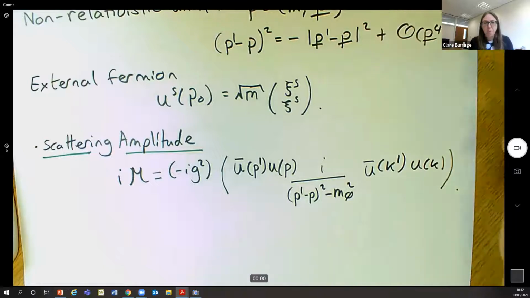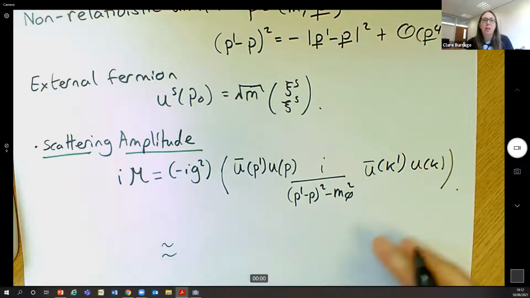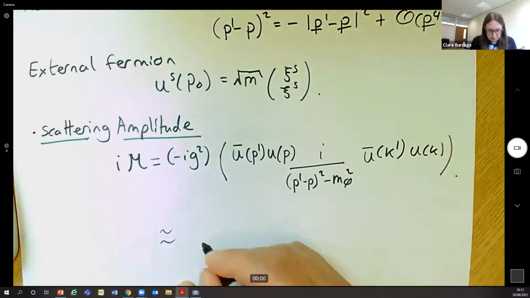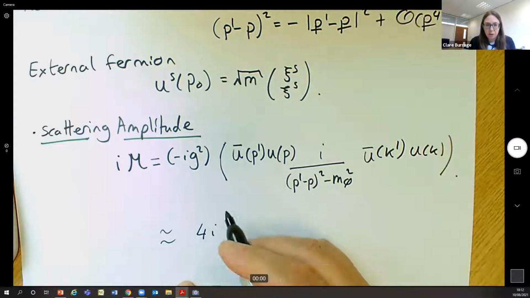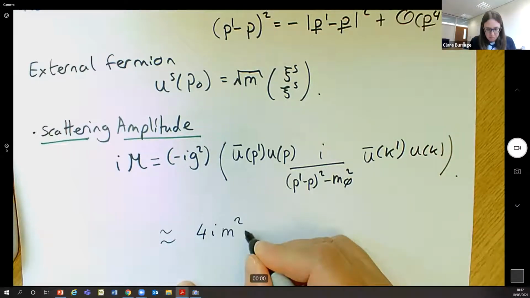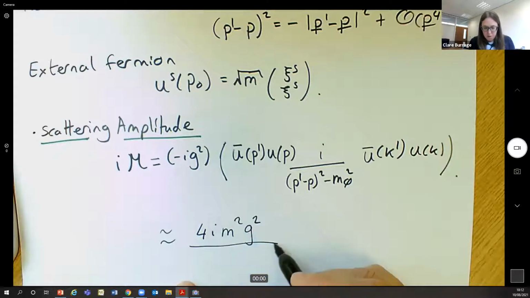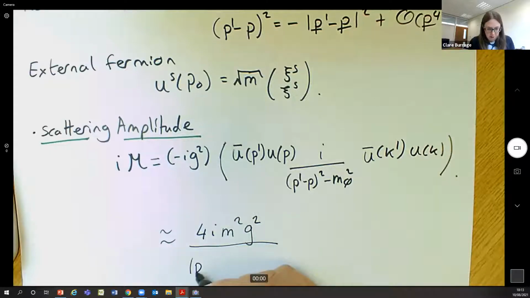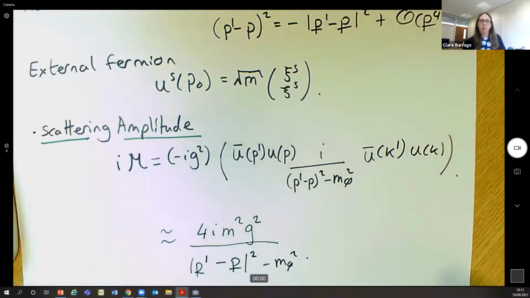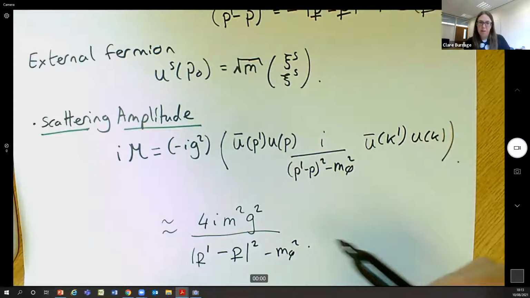So if we follow this through, we make our non-relativistic approximation. What we get for the scattering amplitude at the end of the day, to leading order, is this expression. So we get 2 factors of m, 1 from each of our contractions of the external legs. We get our g squared coming from our 2 interaction vertices, and then we have the difference in the 3 momenta squared minus m_phi squared. Okay, so that's our non-relativistic approximation to the scattering amplitude.